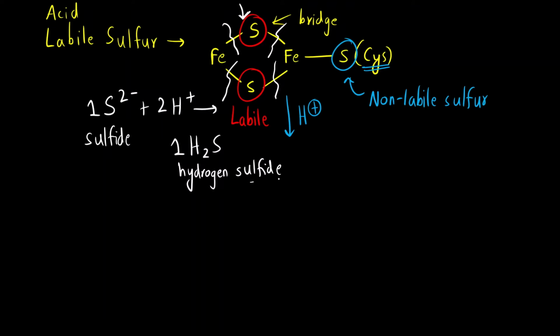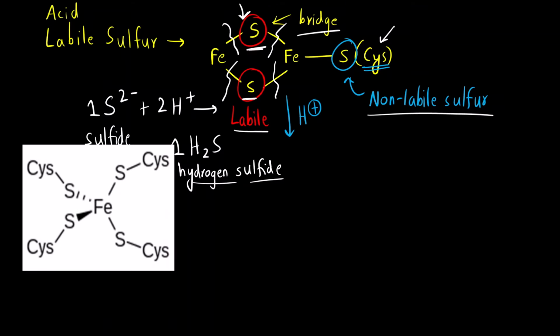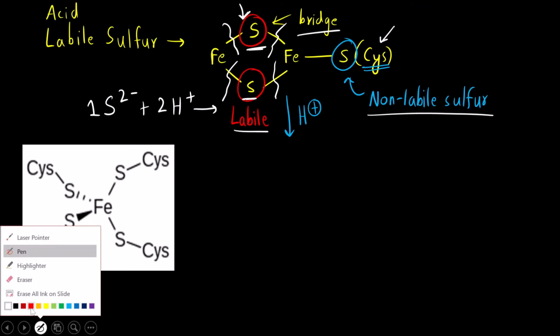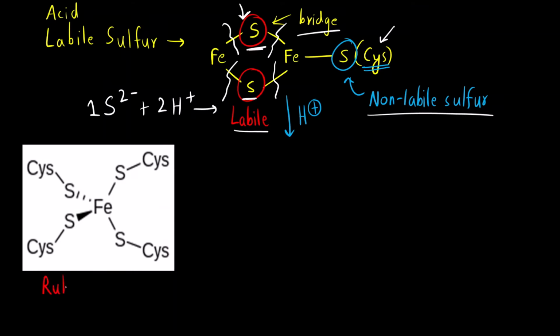So I hope you have understood what is the meaning of labile sulfur. Only the sulfur that is part of the bridge is labile sulfur. The other sulfurs which are part of the amino acid are non-labile sulfur from the amino acid residue. So now let us see one by one. Try to identify the labile sulfur in all the three structures. This first one is the structure of Rubredoxin.